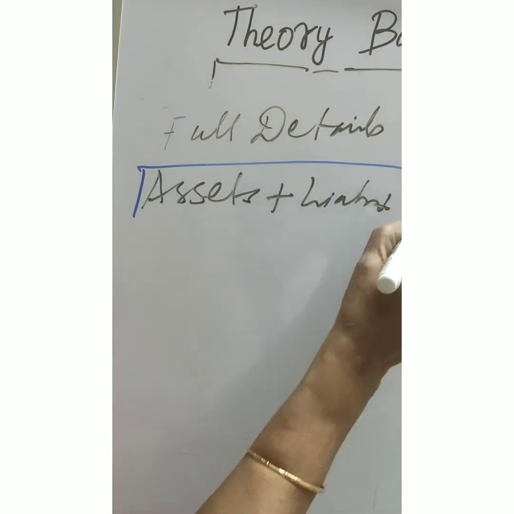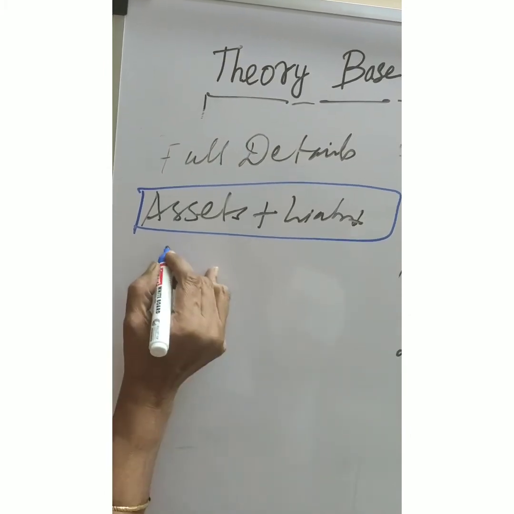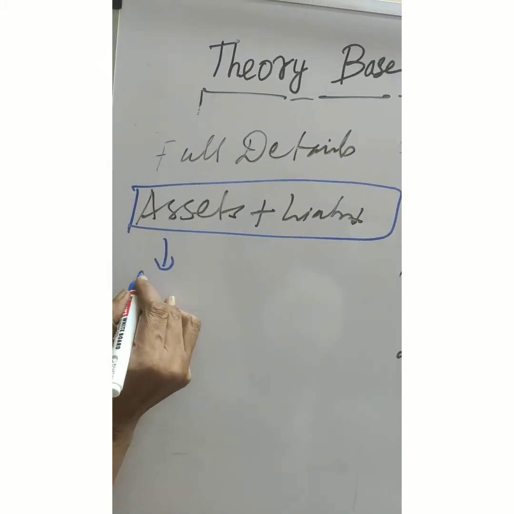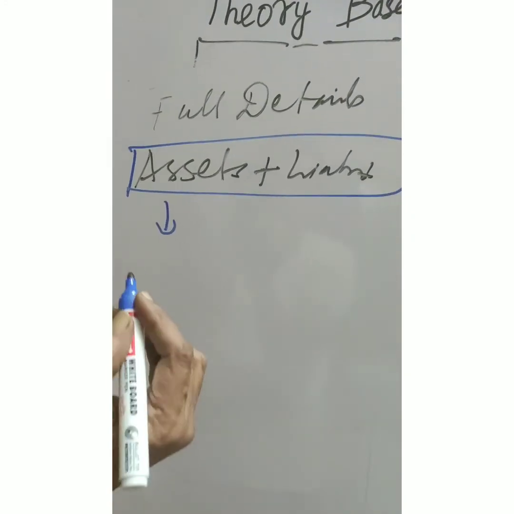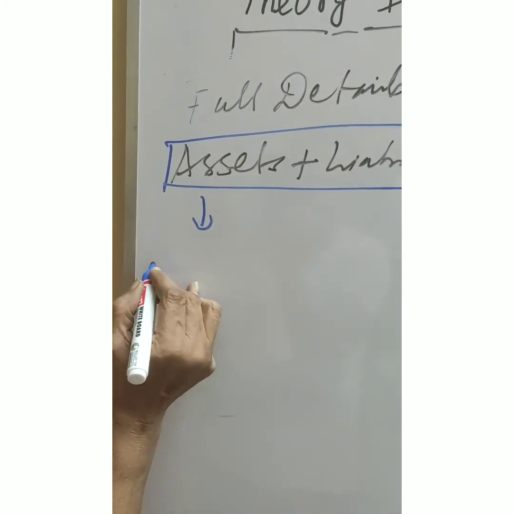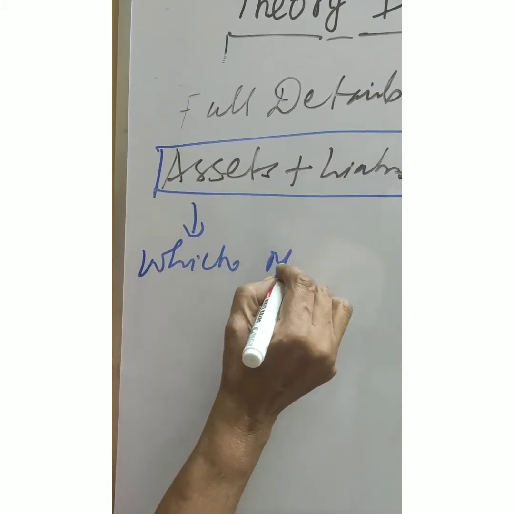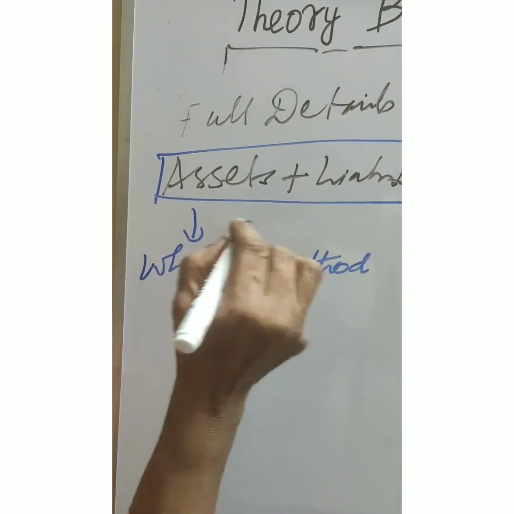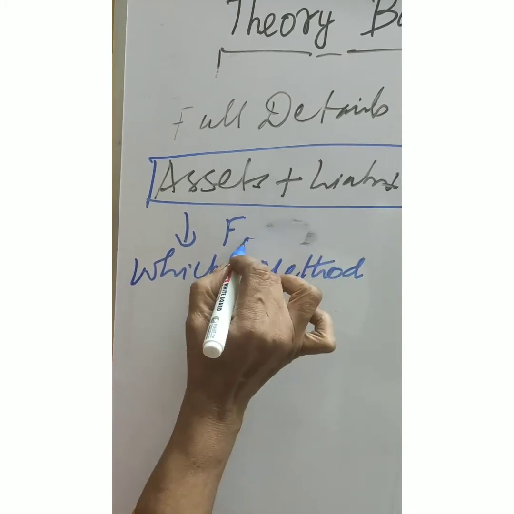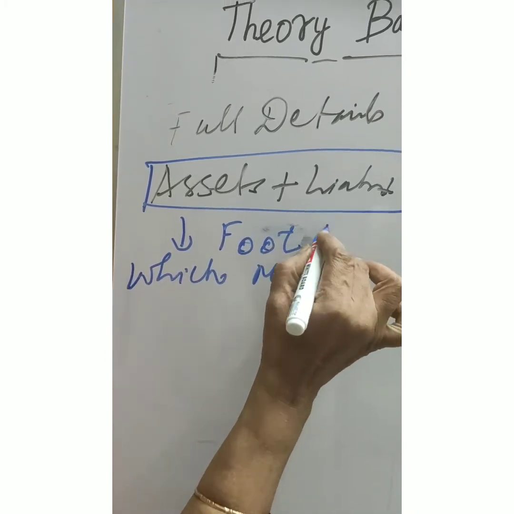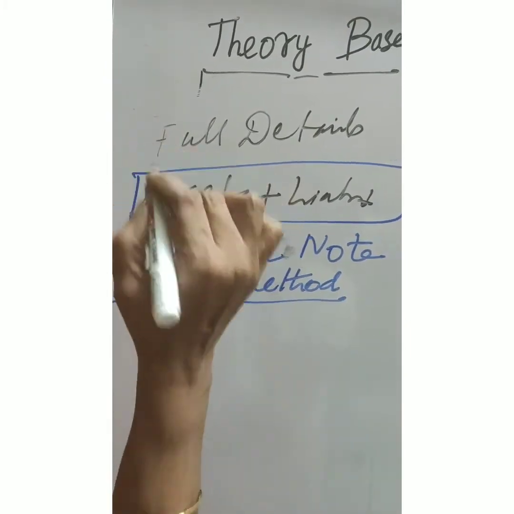These assets and liabilities should be shown exactly. For example, if the asset is machinery, every day we are using machinery, there may be depreciation in value. That may be calculated. Which method of calculation they are using should be expressed in the footnote. There will be a footnote at the end of the financial statements. In that footnote, they should state which method they are using for depreciation.